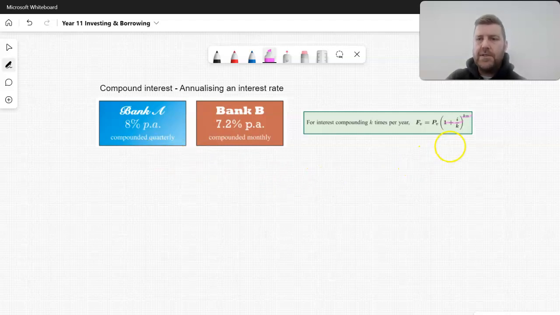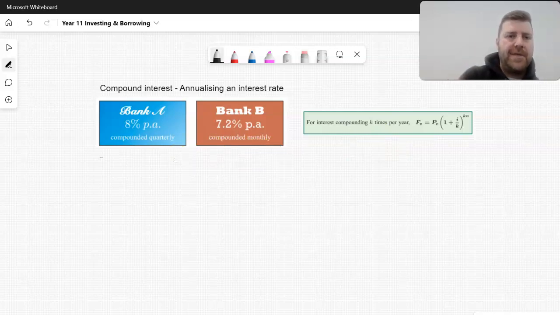To do that, what I'm going to use is part of the compound interest formula, which we've looked at before in one of my videos. I'm just looking at the multiplier section here, and we're going to look at the number of years being 1, so we're annualizing it, and substituting our values into that to make a fair comparison. So let's get straight into the example here with Bank A.